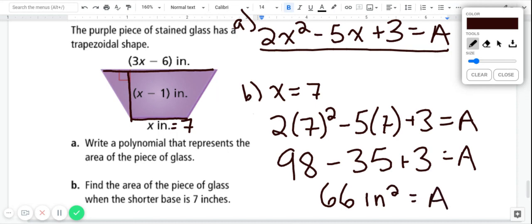Alright, so we used all kinds of different skills to practice that one. We used Google to find the formula for the area of a trapezoid, and we practiced multiplying binomials, and then we practiced plugging in a variable for an equation and solving for it.